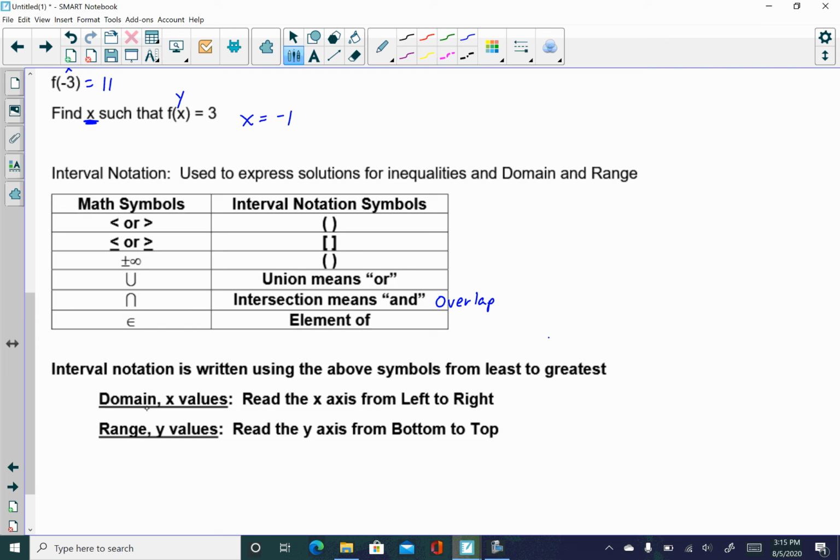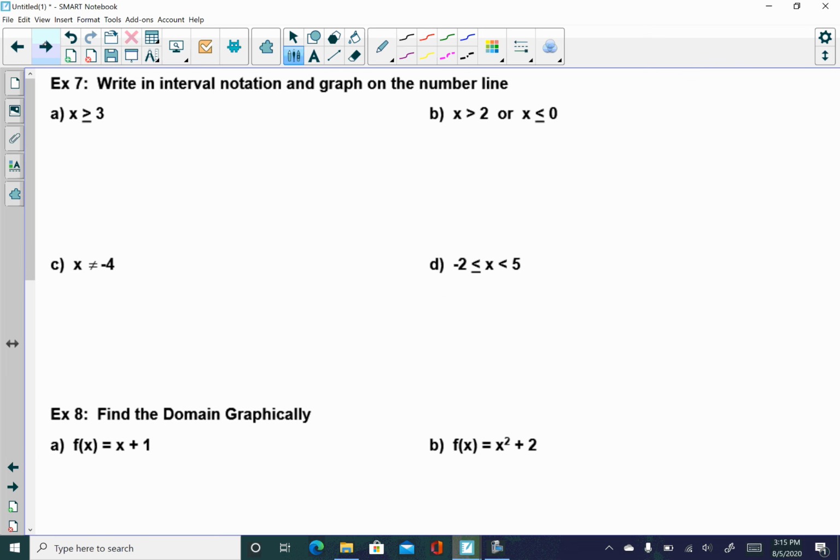So remember, when you're referencing your domain, you're looking at your x values, and you're going to be reading your x values from left to right. For your range, you'll be reading your y values, so you'll be reading the y-axis from bottom to top, because you want to go from smallest to largest. All right, I'm going to flip it on over.